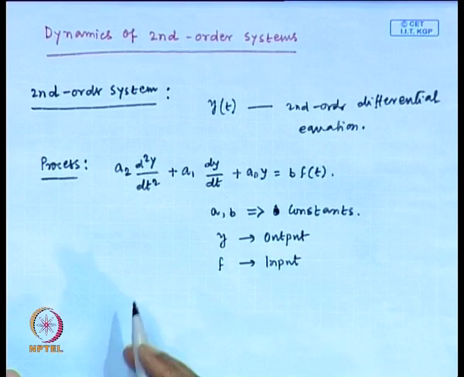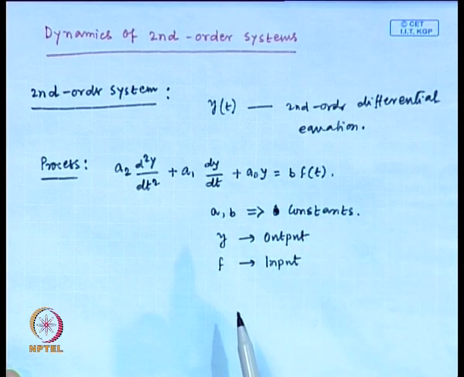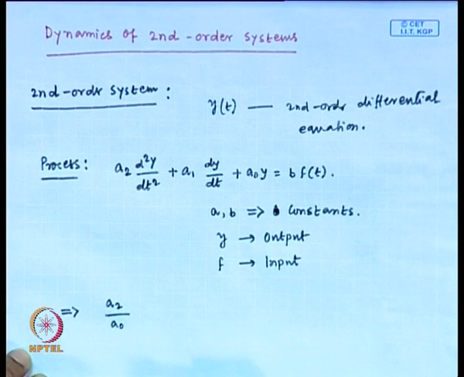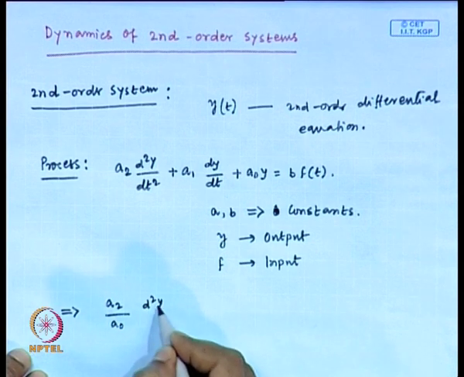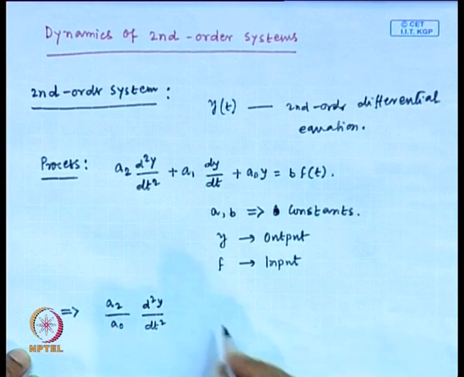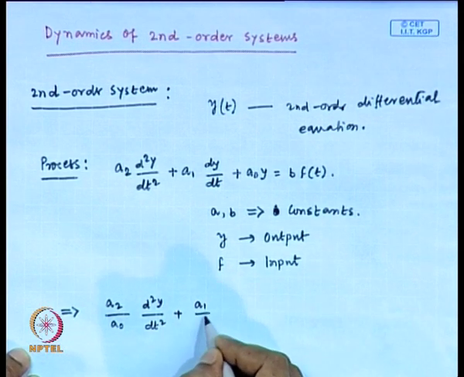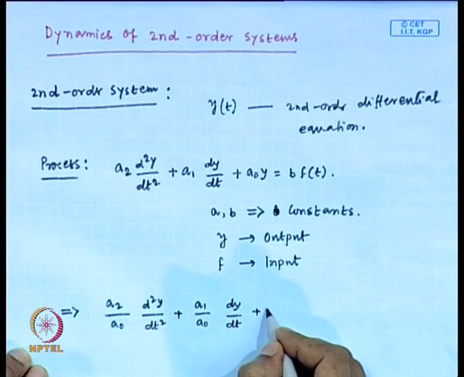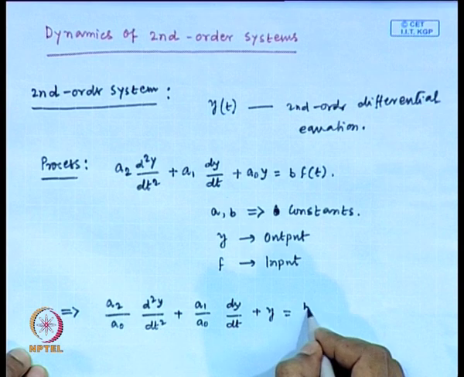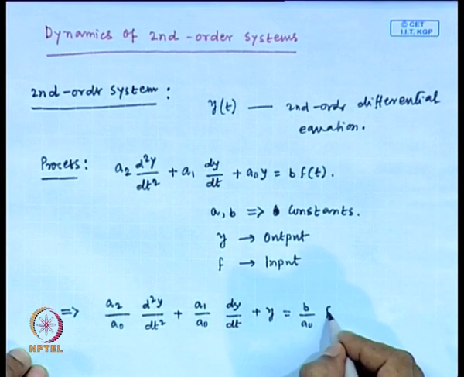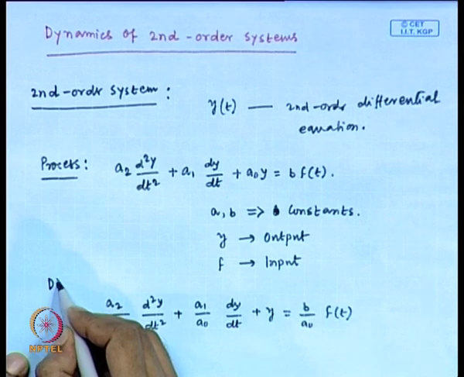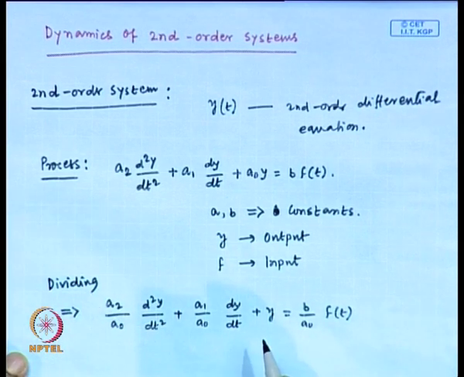Now, if we divide both sides of this equation by a naught, we get a2 divided by a naught d2y/dt squared plus a1 divided by a naught dy/dt plus y equals b by a naught f(t). Fine. This equation we get by dividing both sides by a naught.